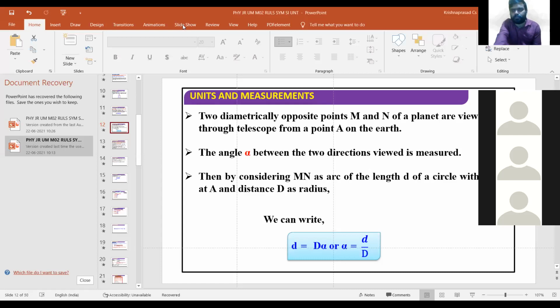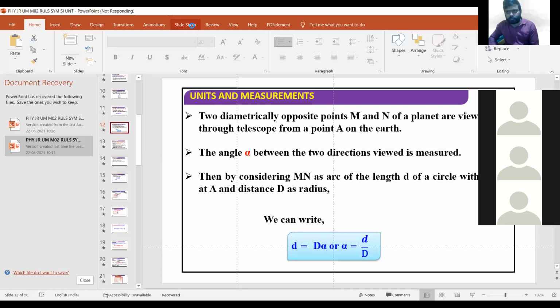Hello, Midhun. Yes, sir. So you may go ahead. What is the parallax method? Sir, to measure the distance of the planet from a point. So in order to measure the distance to a celestial body, the method of parallax is used, right? So the method of parallax is used for that.